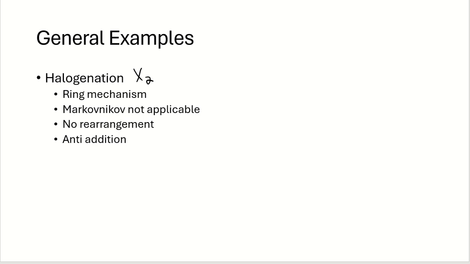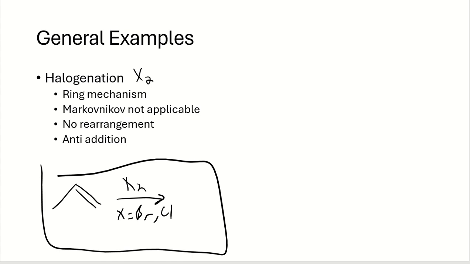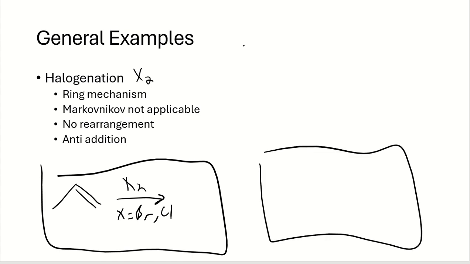And the way the reaction works, if you're going to do something general, you'd have something like this: X2, where you could say X equals bromine or chlorine on your flashcard, and then on the other side of the flashcard, you'd have the product. You add X to both sides, and in this case, you could say this is the halogenation reaction. It undergoes a ring mechanism. There is no Markovnikov or anti-Markovnikov because you're adding the same thing.